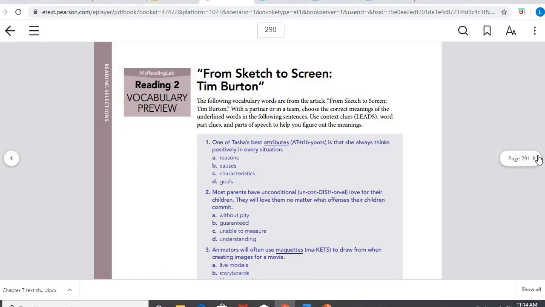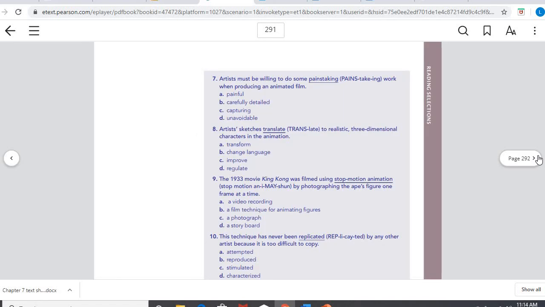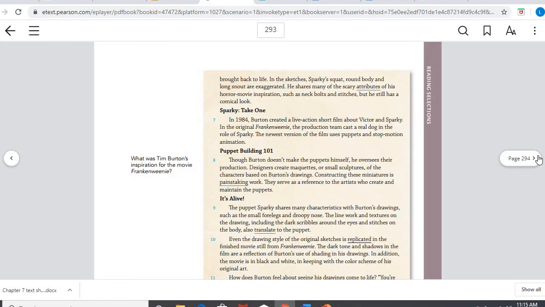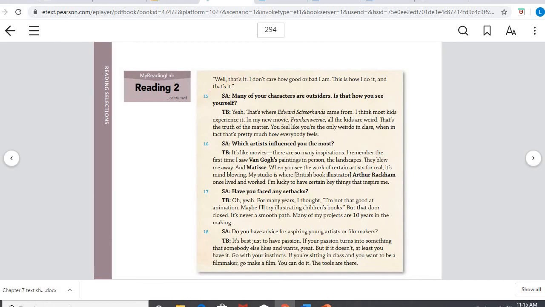Okay, so again, I'll ask that you pause and do the reading. So it's an interview mostly. It's kind of like an overview of Tim Burton. So you'll read this, go through the interviews, and then we will come back together to do the questions.